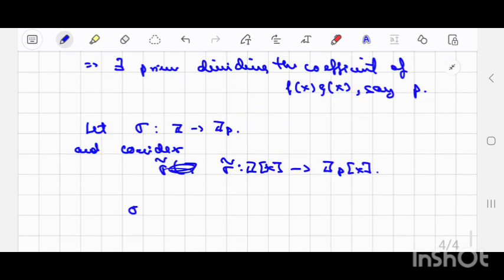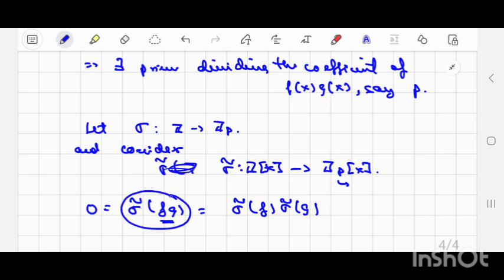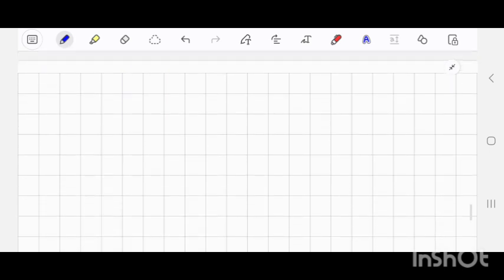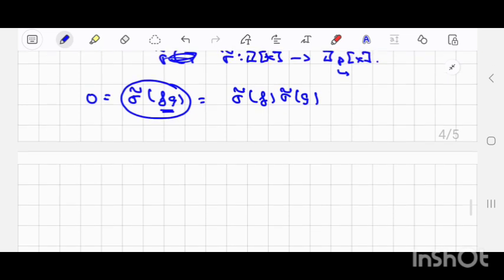What do we conclude from here? It is quite immediate, right? Then sigma tilde of fg, which is by ring homomorphism sigma tilde of f times sigma tilde of g, should be 0, because this prime divides every coefficient of the polynomial fg, and this map reduces each of the coefficients modulo p. So if I reduce each of the coefficients of fg modulo p, that becomes 0 because p divides each of them. So this is equal to 0, right? But here comes the catch.